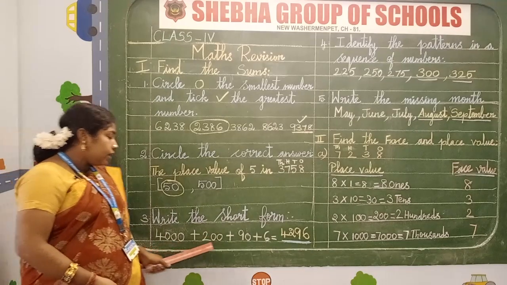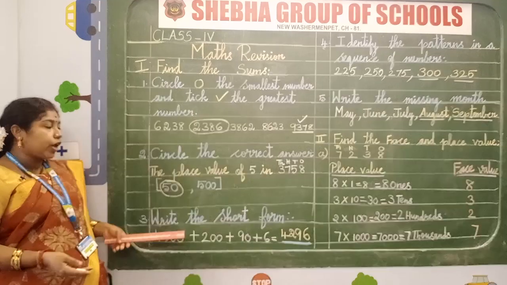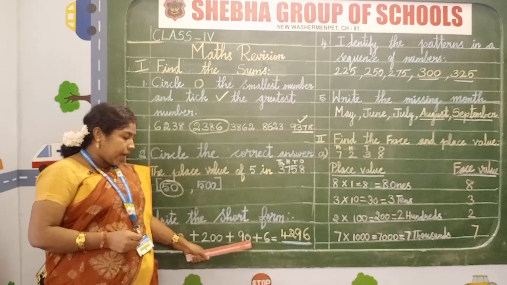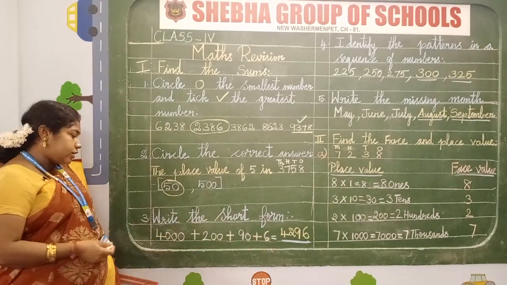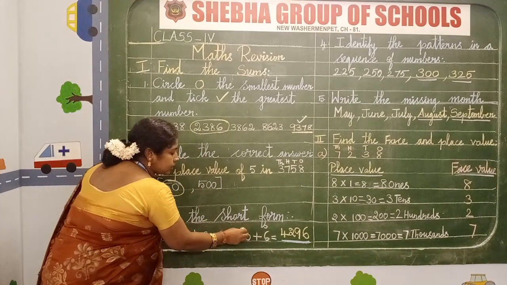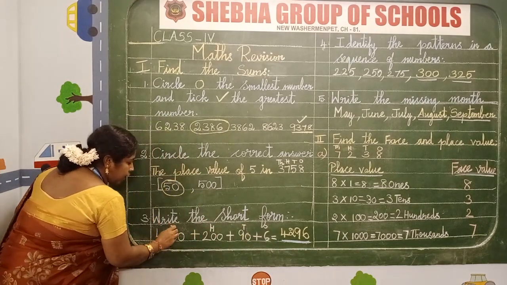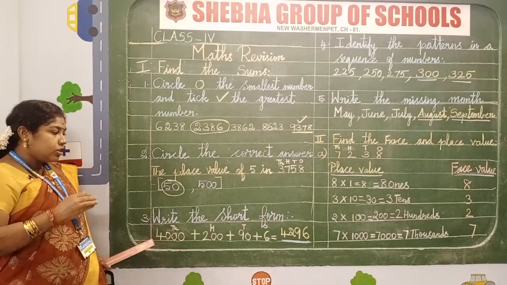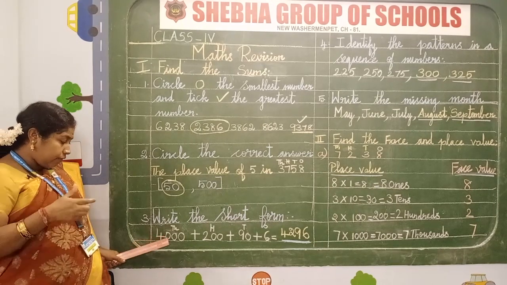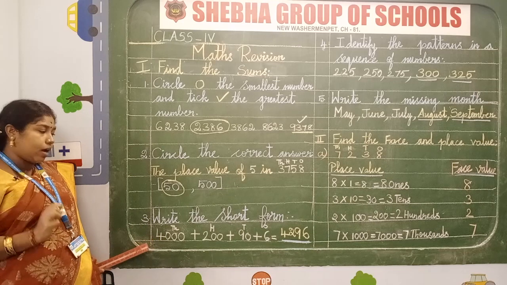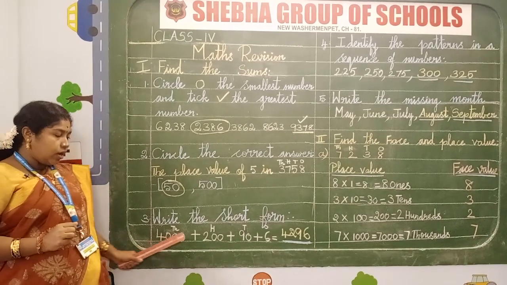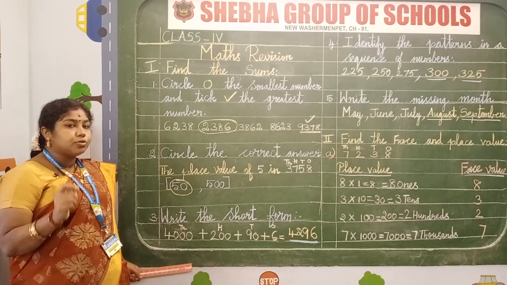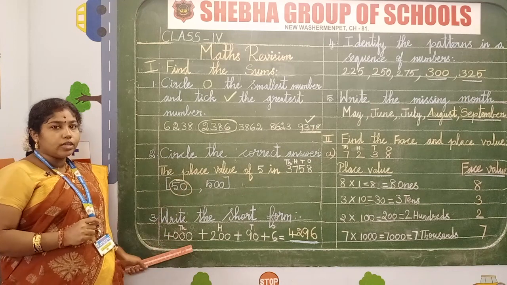Now the third one, write the short form. They have given the number in expanded form. We are going to write it in short form. So 4000 plus 200 plus 90 plus 6. When we observe the place value, it is in ones, tens, hundreds and thousands. Clear? Now we are going to write in short form. Leaving the zeros, we write only the numbers. First 4, next 2, then 9, 6. What answer do we get? 4296. Any doubt in this children?